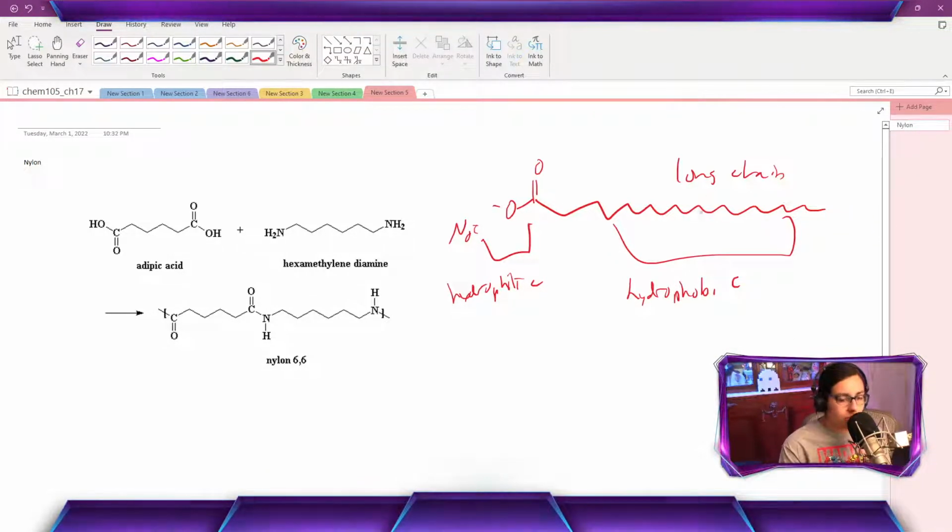And so they can orient themselves, you have your non-polar interior and your polar exterior. And so this works to have cleaning power. These hydrophobic parts are good for grease, and so that cuts through your grease. And then it's attached to this hydrophilic part that works to help interact with the water.